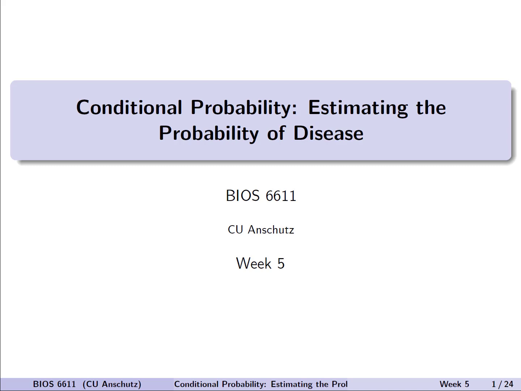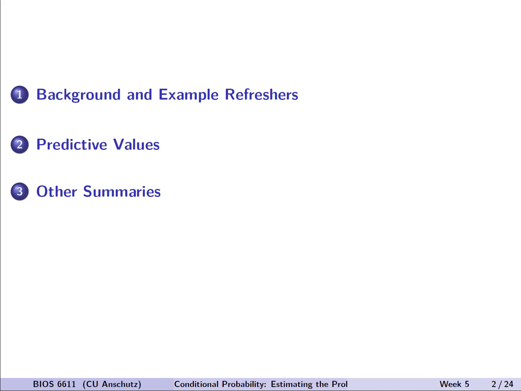Greetings Bio 6611. In this lecture we're going to continue our evaluation of the use of conditional probability for diagnostic testing, but this time to answer the question from a different perspective, to estimate the probability one has a disease. We'll again look at some brief background and refresh ourselves on the example before examining the idea of predictive values as well as other ways of summarizing the performance.